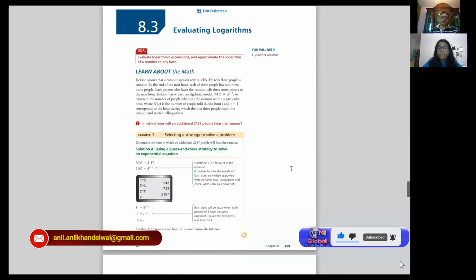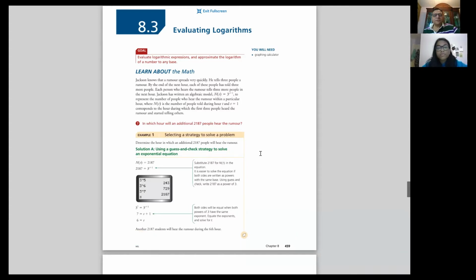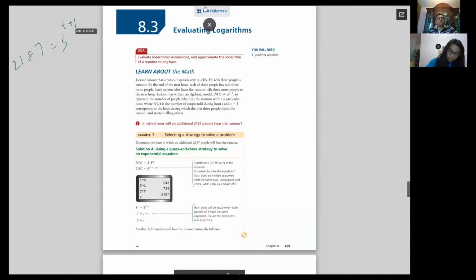Great. So evaluating logarithms. Example number one: 2187 equals 3 to the power of something. So we have to find that power. Let's look into how we solve such a question. So we have 2187 equals 3 to the power of t plus 1, correct? Now, one way is that you could write 2187 as 3 to the power of something. Do you know 3 to the power of what could be 2187? Is it a multiple of 3?